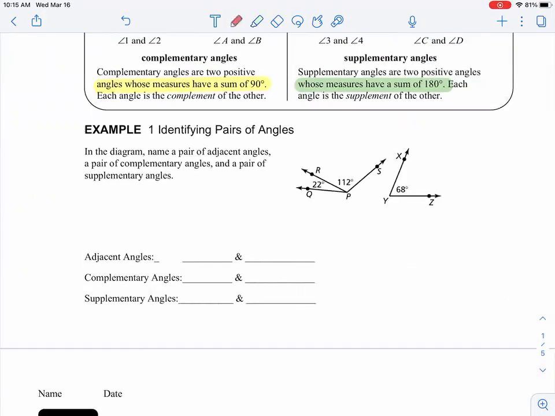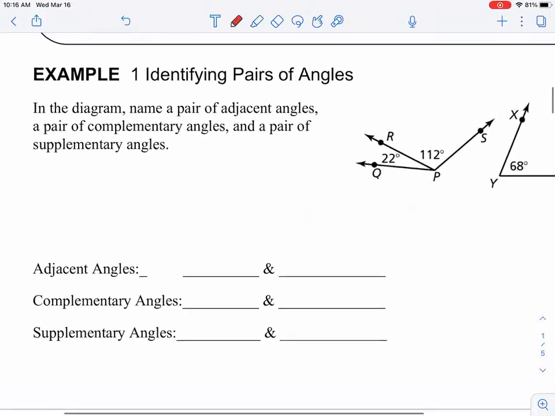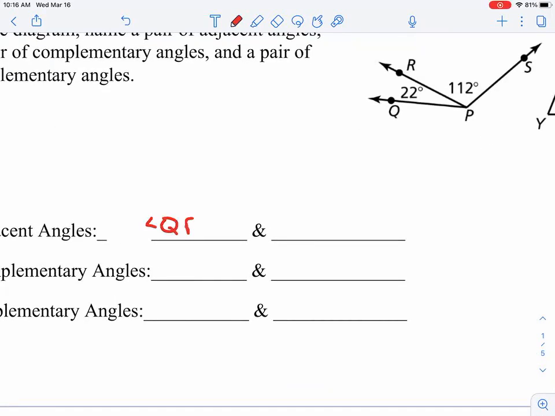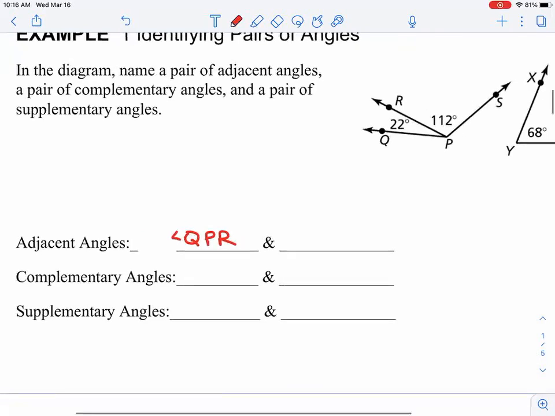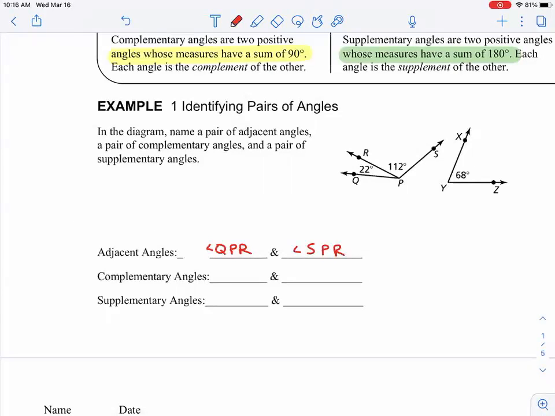So looking down here, if we want to identify some pairs, if we want to identify adjacent angles, this angle here and this angle here are adjacent because they share this side. So looking for adjacent angles, we could say angle QPR, remember, we're using 3 letters, and angle SPR. Those two are adjacent. They share a common side.